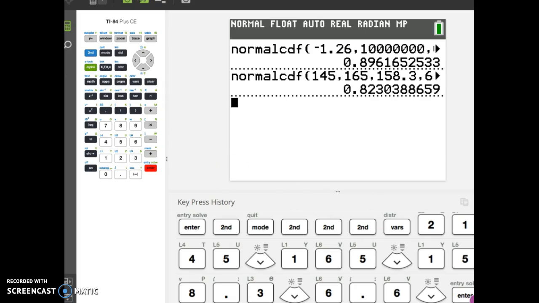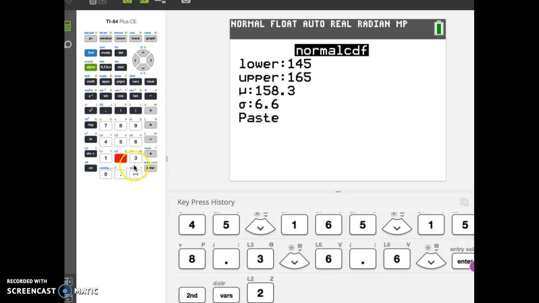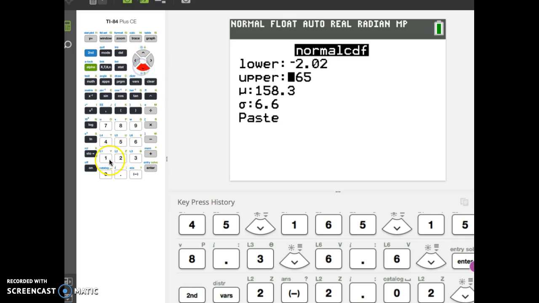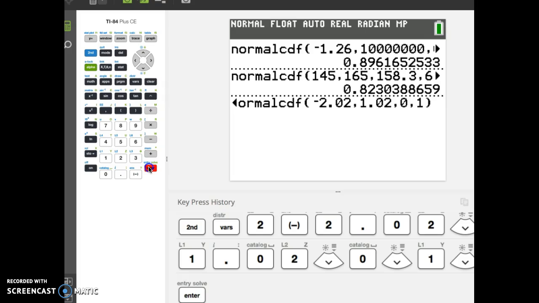So if I come back over to my calculator and I go to second bars, normal CDF, my lower bound, this time I'm going to use negative 2.02. My upper bound, I'm going to use 1.02. The mean of 0 and the standard deviation of 1. Paste that in. And this time we should get basically the same answer. It's slightly different because they've rounded off these values. Negative 2.02 and 1.02, they're not exact values, but basically the answer is still the exact same thing.